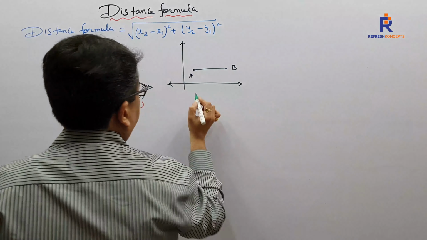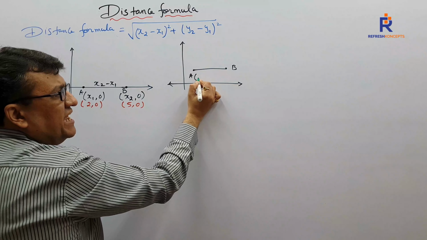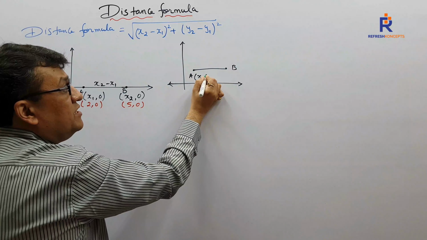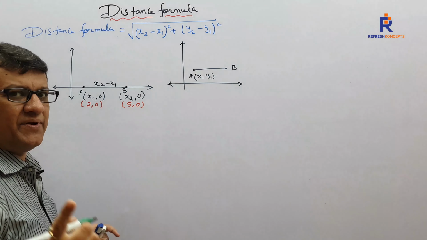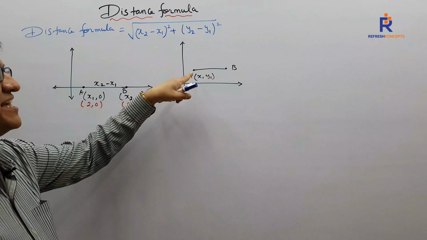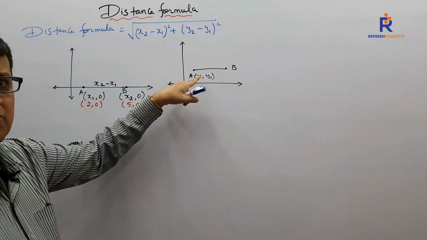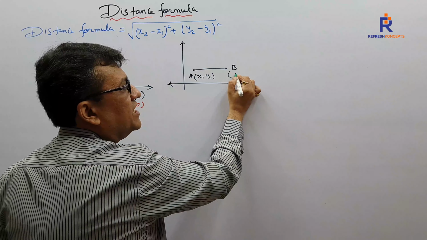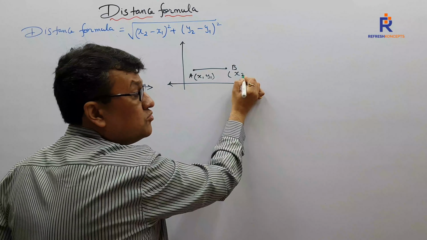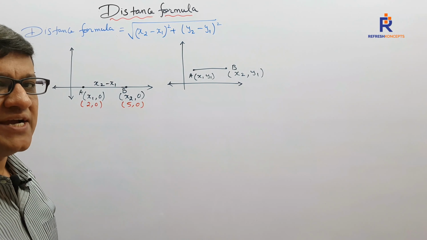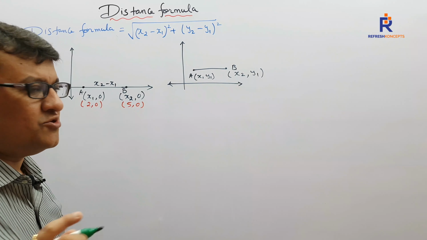Come on children, by this time you should tell me what the coordinates of point A are. Will this be x1, y1? This time it cannot be 0. Sir, it was 0 there because it was lying on the x-axis. Here it cannot be 0. It has some kind of y coordinate. What will it be here? Will it be x2, y1? It cannot be x2, y2.